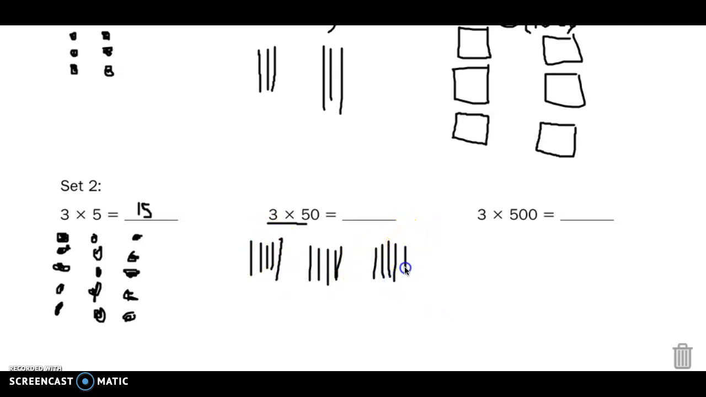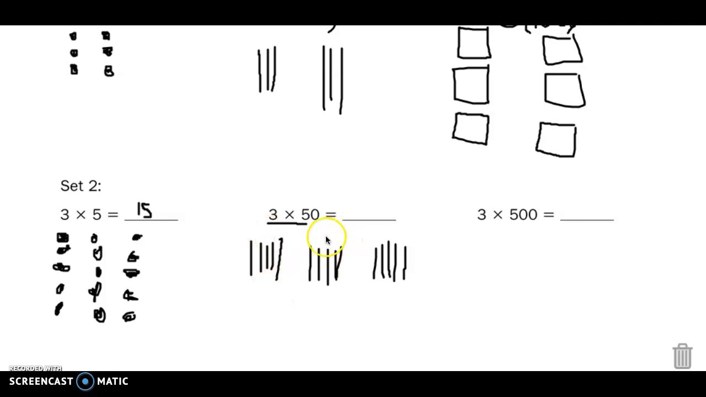But I do know that this is one group of 5 and one group of 5 and one group of 5. But what are we counting by? Remember, each stick is worth 10. So 10, 20, 30, 40, 50. So each group is worth 50. Well, let's see if we can count by 50s together to figure out what 3 times 50 is.